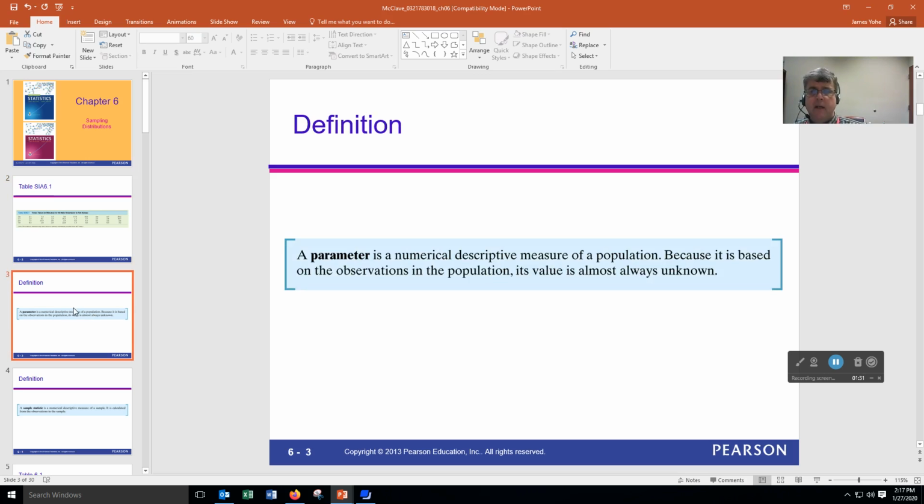Okay, that's the data. Now, a parameter is a numerical descriptive measure of a population. So that's kind of what we're interested in. We're taking this sample and we're going to use it to infer about a population as a whole. So all males who could take this medicine and how long it takes them to fall asleep. The parameter is a numerical descriptive measure of a population because it's based on the observations in the population. Its value is almost always unknown. Okay, it would be impossible to go out and give this medicine to every male and see how long it takes them to fall asleep, so we'd have to do a sample.